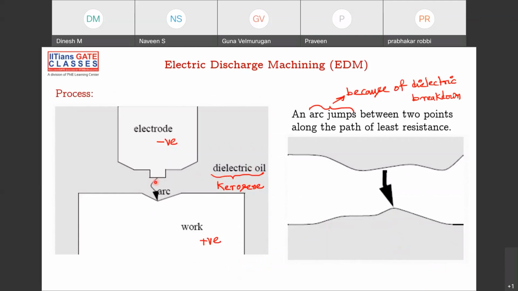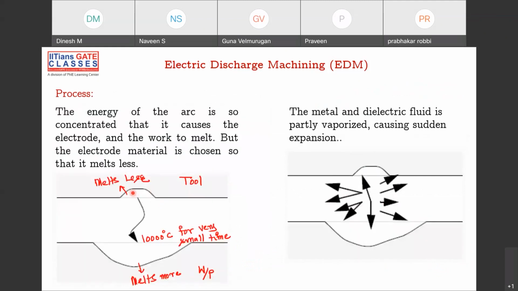So I told you, right? Like arc wants to pass. There is a kerosene, and the arc jumps with the least resistance. And then when some kind of energy is concentrated, suddenly a spark is generated. When a spark is generated, 10,000 degrees centigrade for a very small time is generated. This will melt more, obviously, because the terminal here is negative, this is positive.